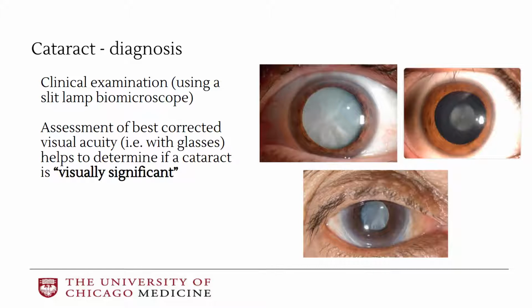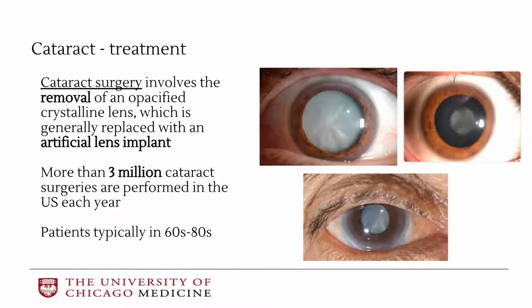So we use the exam and also the vision measurement or the glasses measurement to determine if a cataract is quote unquote visually significant. In other words, yes, there's a cataract there, but is it causing problems beyond just the need for glasses? So say we've done those steps and we've determined together that a cataract is visually significant and it's impacting activities of daily living, including reading, driving, etc. So the main way to treat this is cataract surgery.